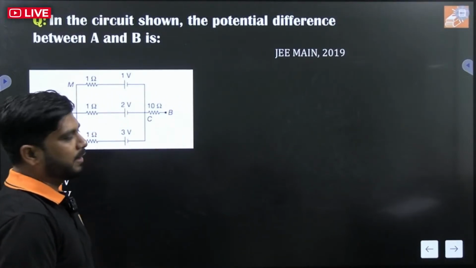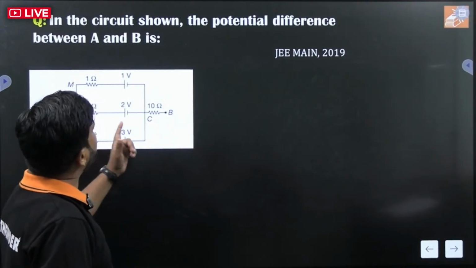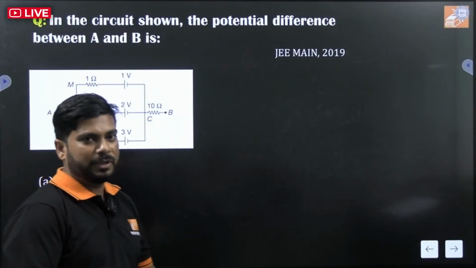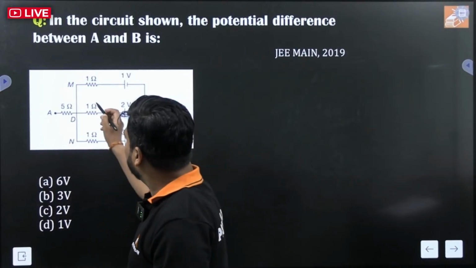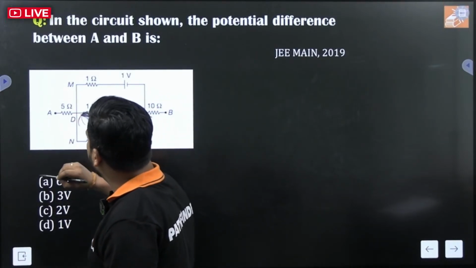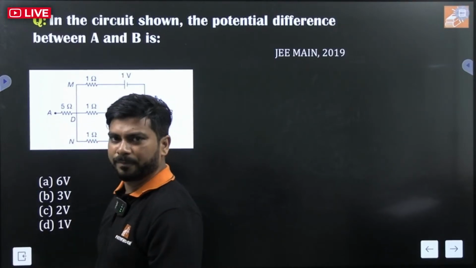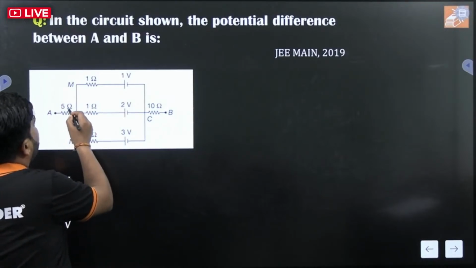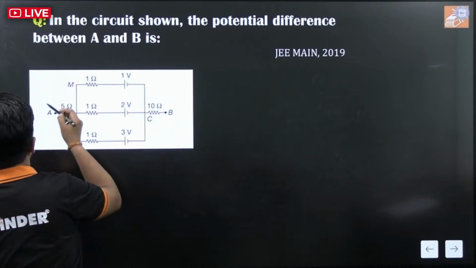See the question. You can pause the video and attempt this question by yourself. In the circuit shown, what is the potential difference between A and B? What is the key point here? The key point is that A and B are open ends. So across the open ends, current will not flow. There will be no current across these ends.